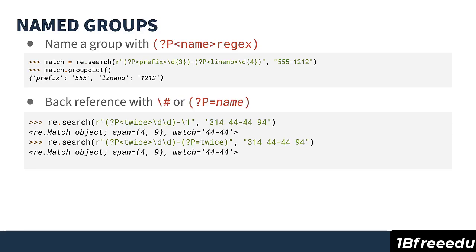Back references refer to a group earlier in the regex. You can specify a back reference with a number, or if the group was named, with its name. \1 is the first group. (?P=name) says to use the group named. In the example here, the group named twice is defined, and the back reference twice is referenced afterwards. Back references are often used for looking for repetition, as in both of the examples here, looking for the numbers 4, 4 repeating themselves.